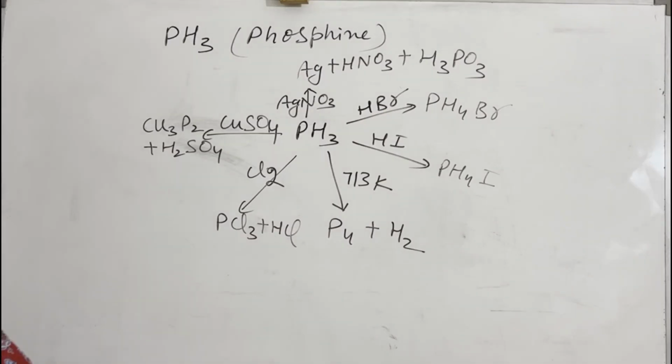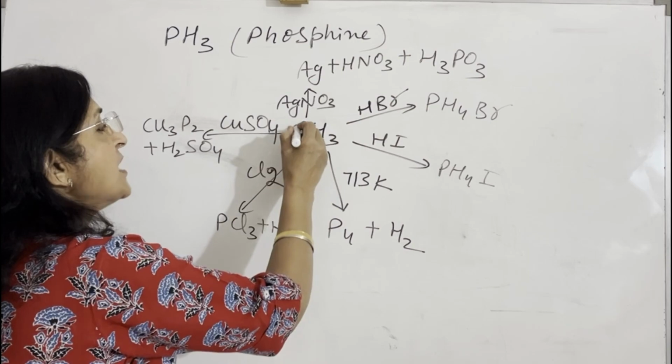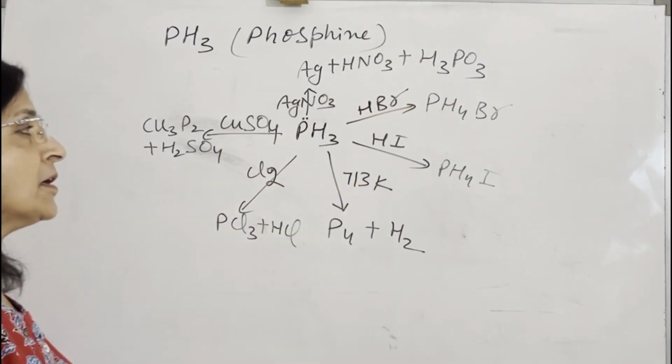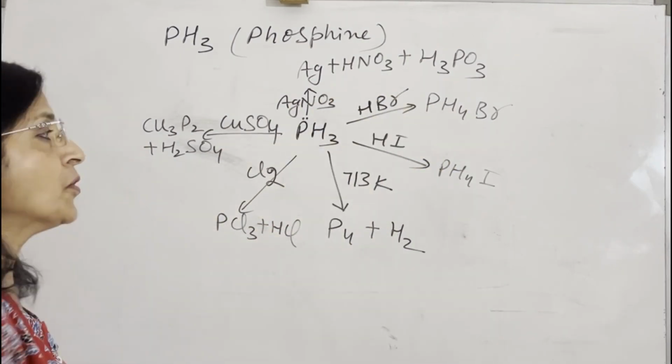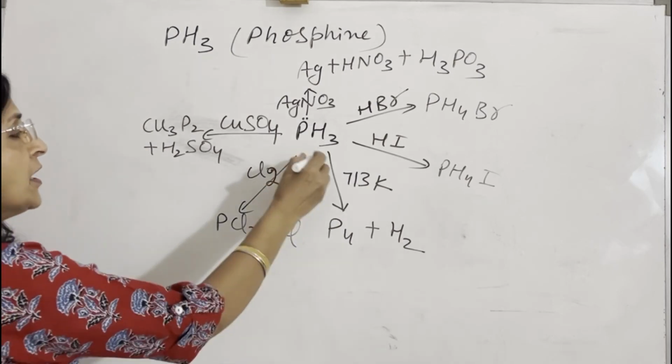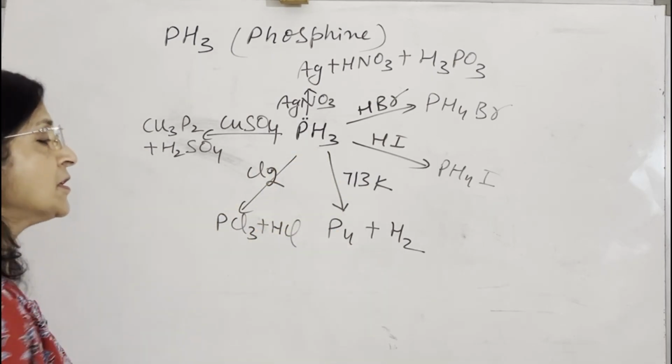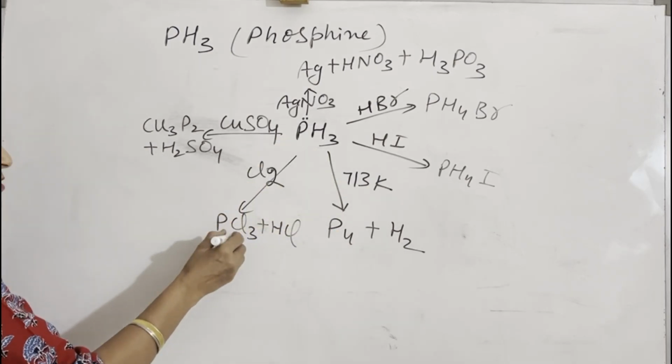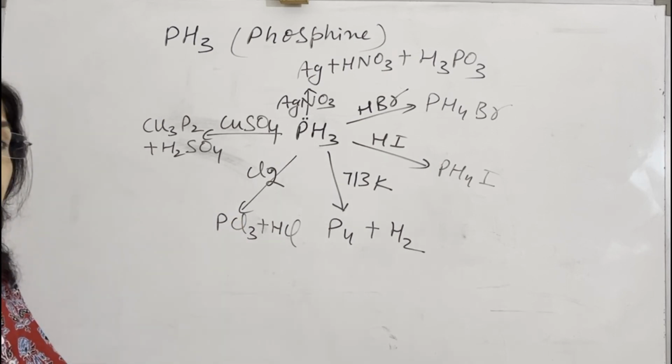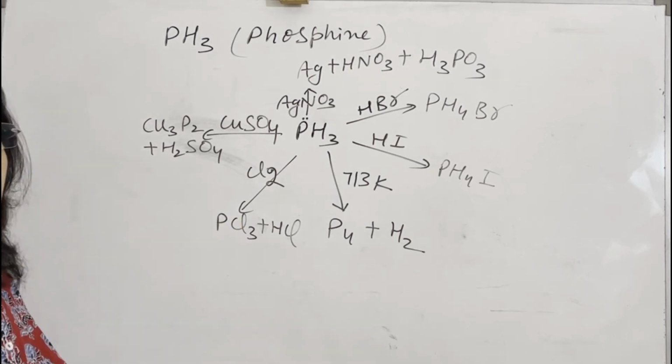These are the chemical reactions of phosphine. Phosphine is basic in nature. It reacts with acid to give salt, phosphonium bromide, phosphonium iodide. On heating, it decomposes to give phosphorus and hydrogen. With chlorine, phosphorus trichloride forms. If we take chlorine in excess, phosphorus pentachloride will form.